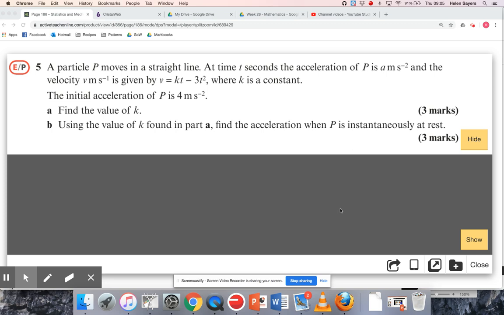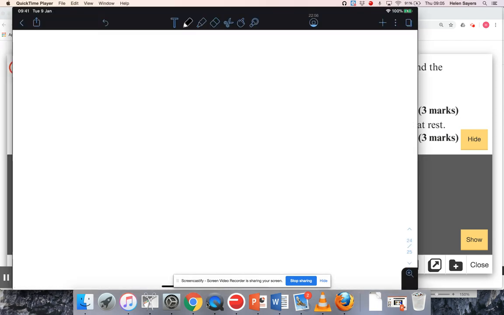Okay, we're looking at exercise 11B from the first year mechanics textbook, and we're on question 5. So I'm given an expression for the velocity, but obviously there's this unknown k, and then it talks about acceleration. So the first thing I'm going to do is just get an expression for acceleration. So what's this, question 5?